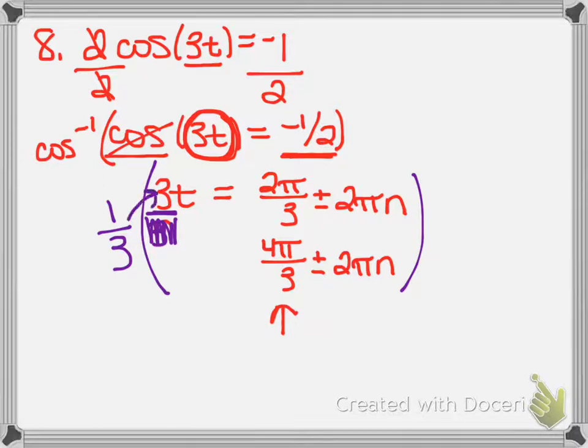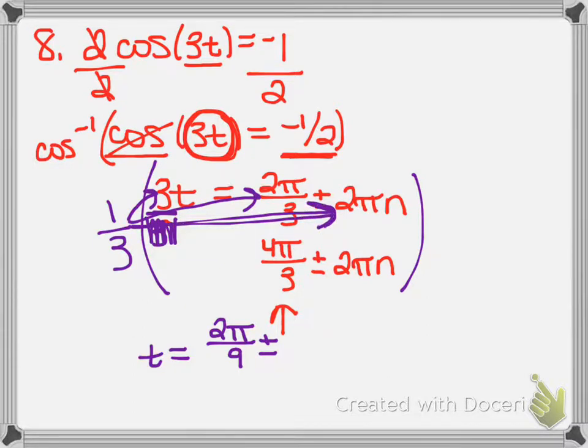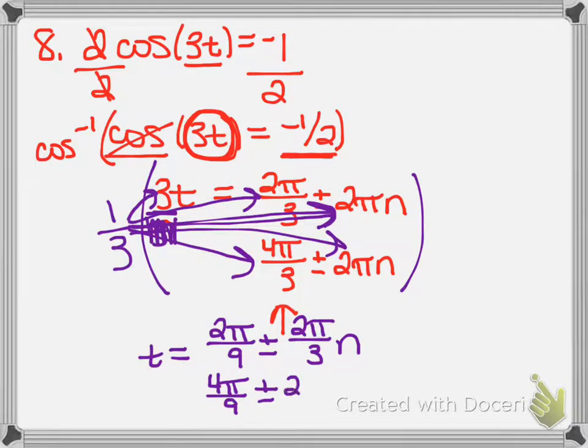So when I distribute the 1/3 through here, sure enough it gets rid of the 3. I just have t, which is my angle. Then I distribute the 1/3 here, and it tells me that my first answer isn't at 2 pi thirds anymore, it's now at 2 pi ninths. Then I distribute the 1/3 here, and what it tells me is that instead of having to go around 2 pi to get to my next answer, I only have to go around 2 pi thirds to get to my next answer. And then I do the same thing with the bottom row. 4 pi thirds now becomes 4 pi ninths, and 2 pi now becomes 2 pi thirds.